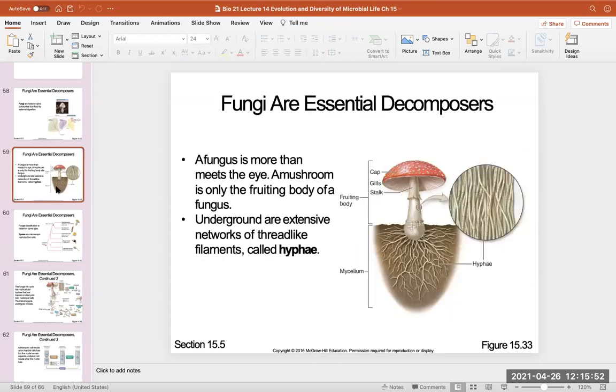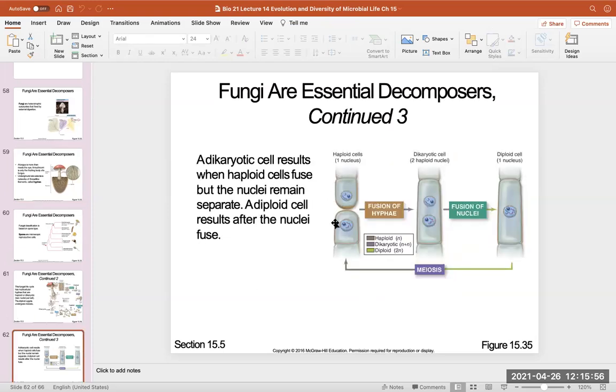I just showed you this hyphae. Let's zoom in on the hyphae. This is what it looks like. There is a nucleus inside. There's one nucleus inside this cell, another one here. These are haploid. So haploid cells, one nucleus. These hyphae fuse together. Now this cell has two nuclei. This is very unique for fungus. Only fungus does this. So that's why I want you to know this.